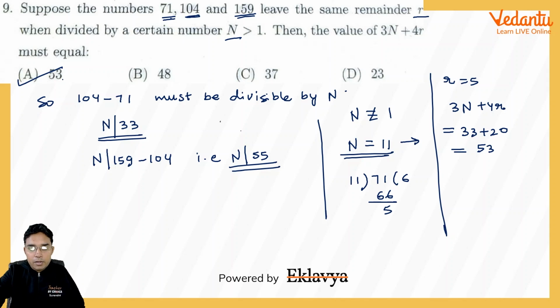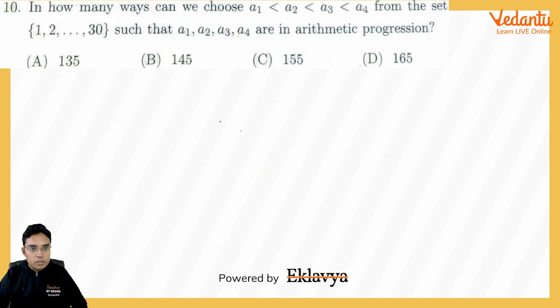Okay, now coming to the next question, that is question number 10. It says how many ways we can choose A1, A2, A3, A4 from the set A1, A2, ..., A30 such that A1, A2, A3, A4 are in AP. Okay, now dear all, I have two methods. Listen carefully, I have two methods to do this question. One is the method that comes at first place: what should be the number of such APs. Please see.